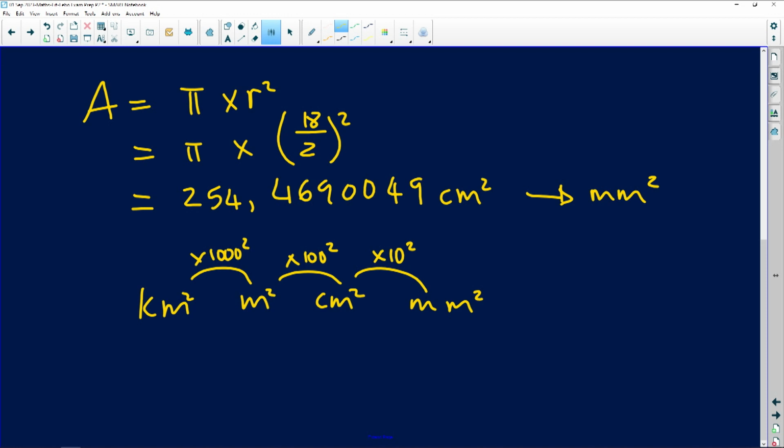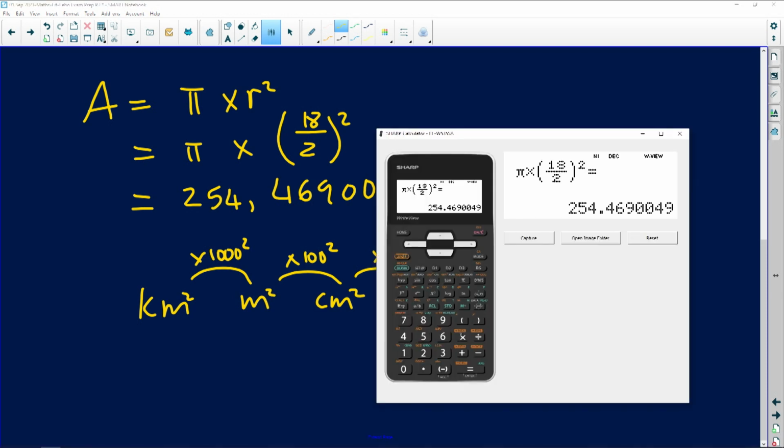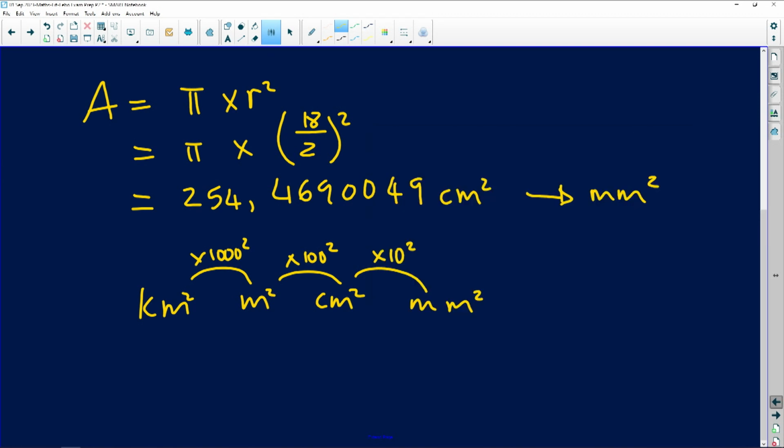So I take that very number and I multiply it by 10 square. Look at that, times 10 square. Look at that. The answer is exactly the same. Please be careful when it comes to such questions. Let's carry on. I love this question.